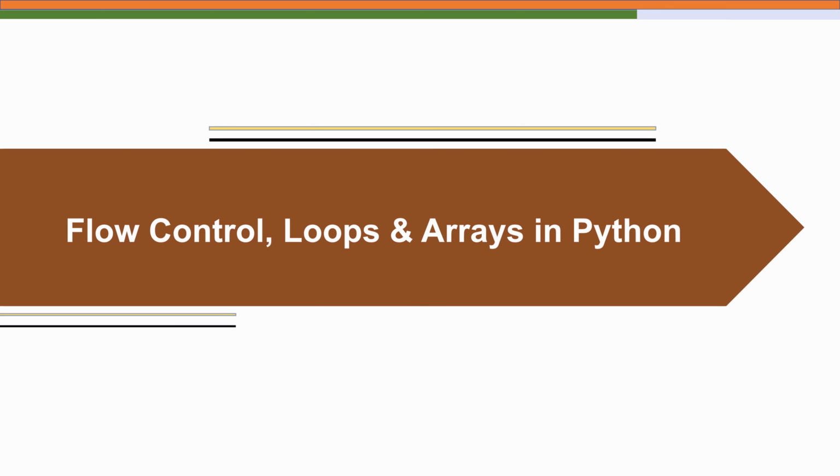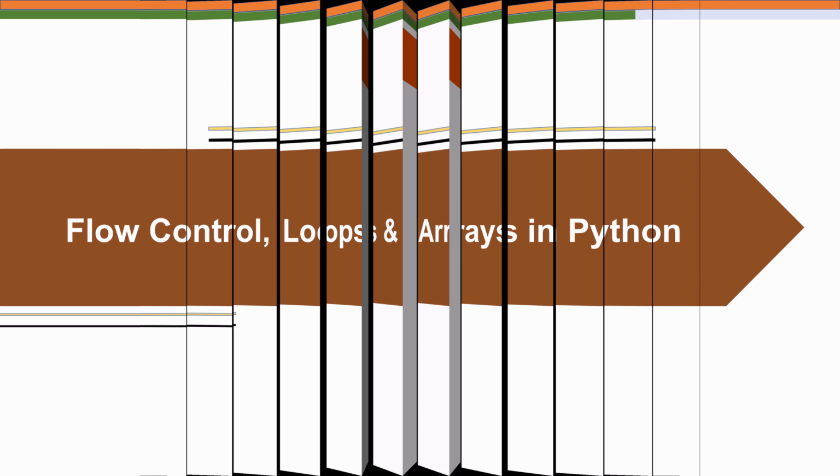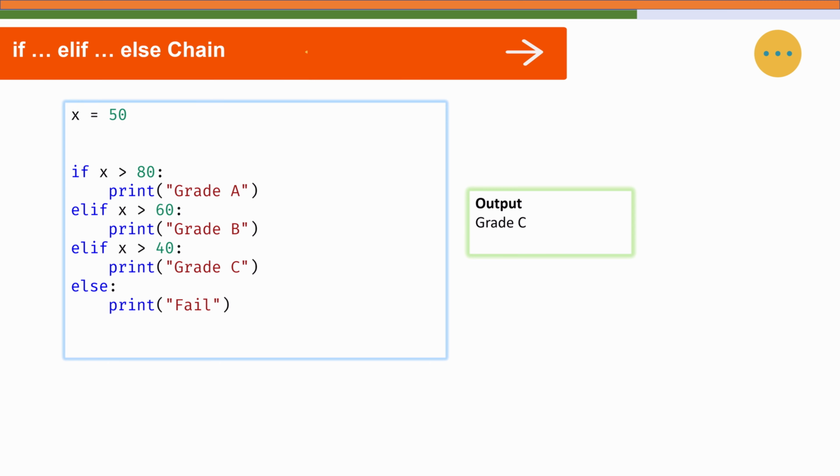Every useful program makes decisions and performs repetitive tasks. In Python, decision making is done using conditional statements like if, elif, and else. Python evaluates the conditions from top to bottom. The first condition that is true has its block executed and the rest are skipped. So you use elif when you have multiple decision branches.